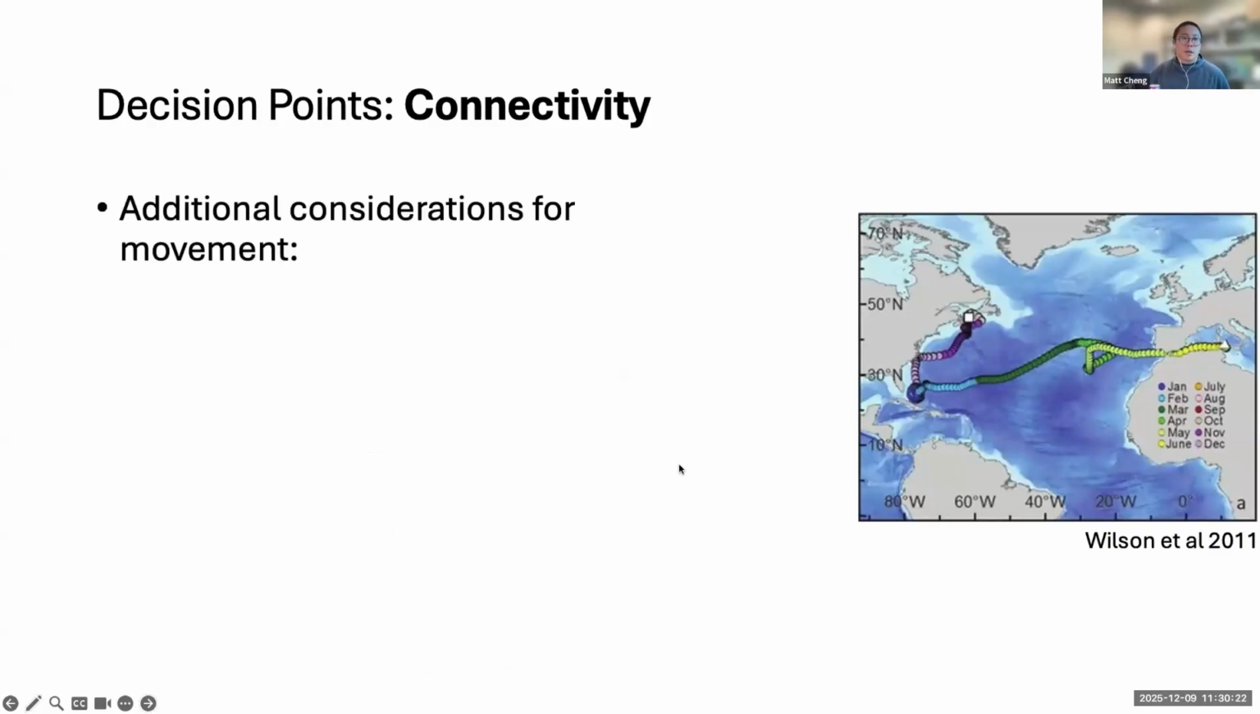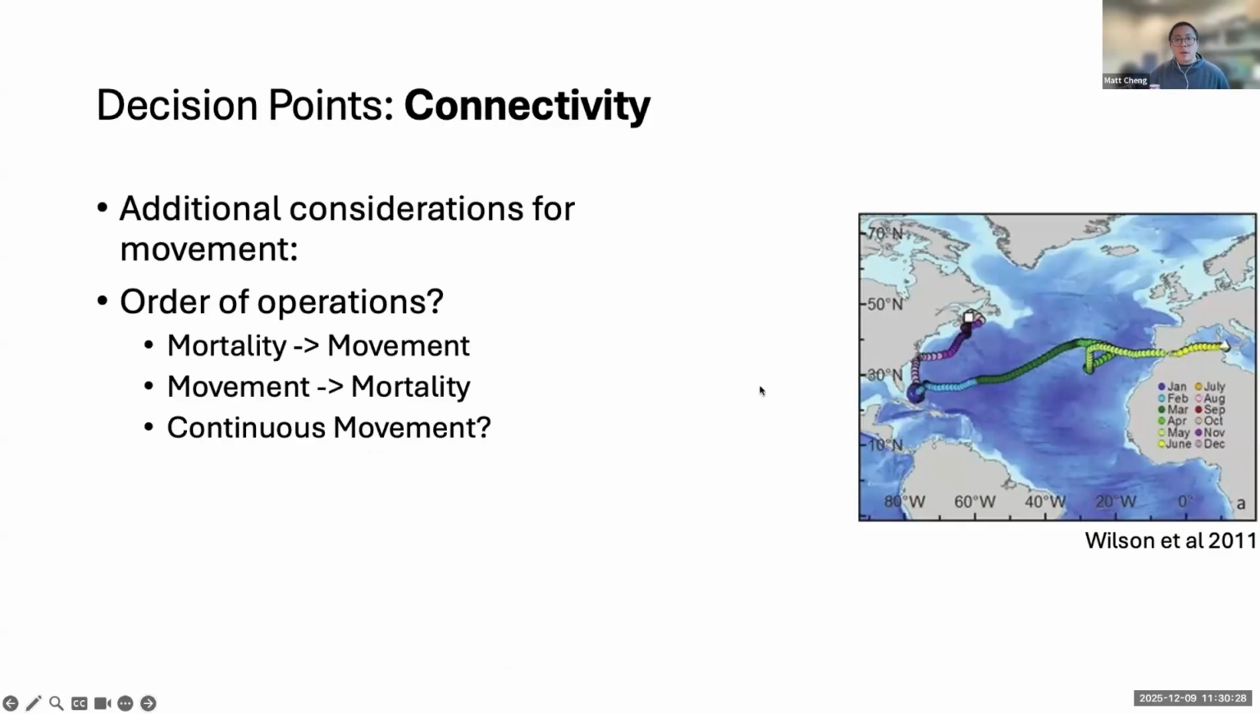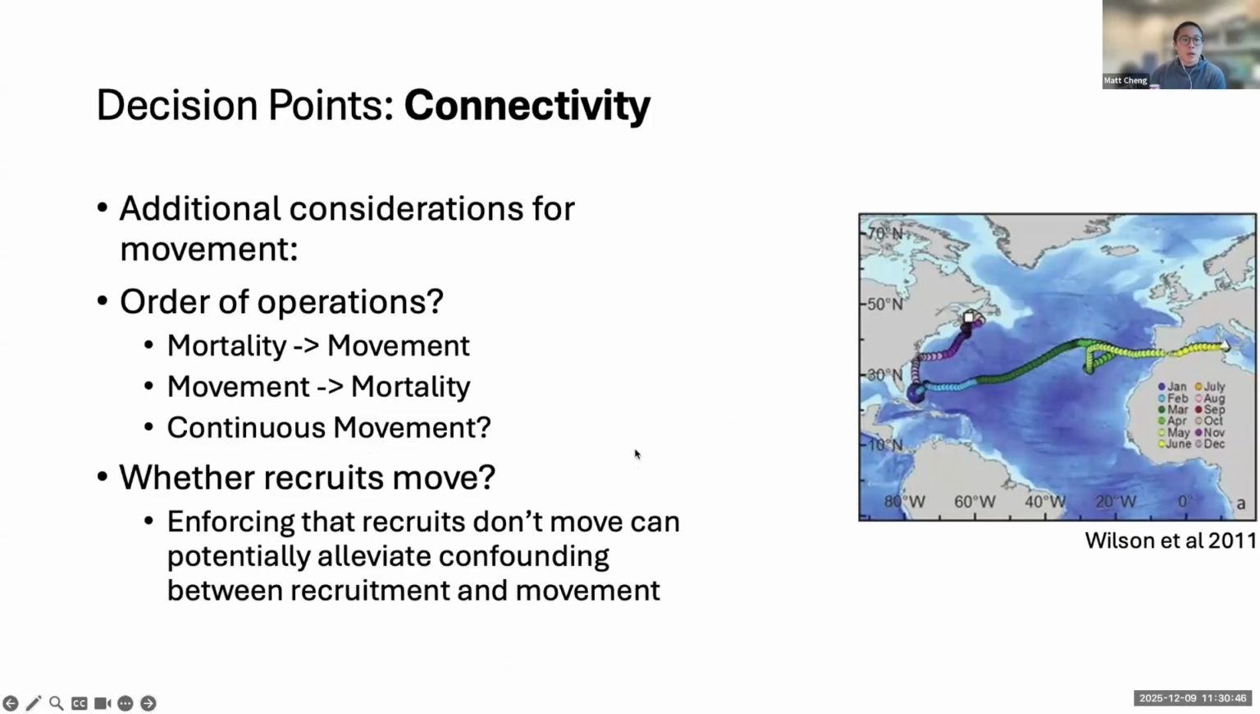So there's some other considerations for movement. Order of operations, so whether or not mortality or movement occurs first, or if we want continuous movement to occur. And then the other one is whether or not recruits are allowed to move. As we know, recruitment and movement can be confounded. And so enforcing that recruits don't move can potentially help alleviate some of that confounding as well.